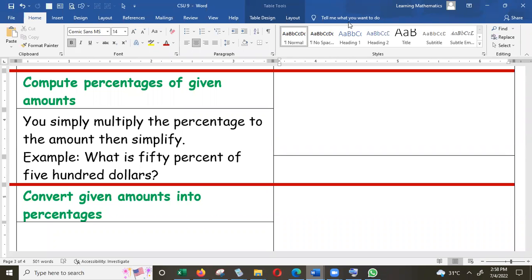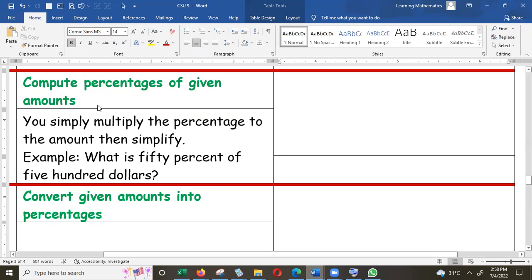Please get out your pencil and your paper and start to write, because anytime you're looking at a math video, you must be writing to assimilate the knowledge. Here we are going to compute percentages of given amounts.